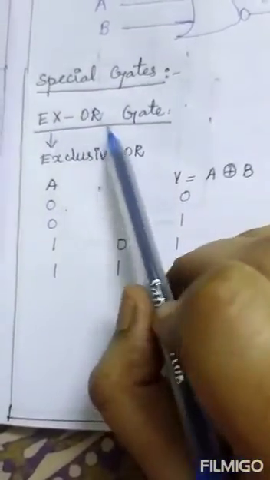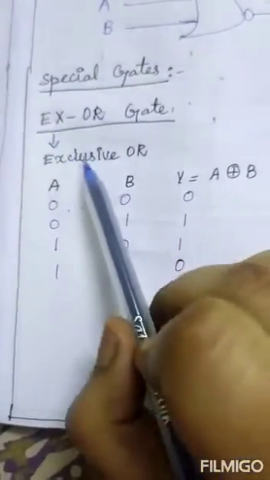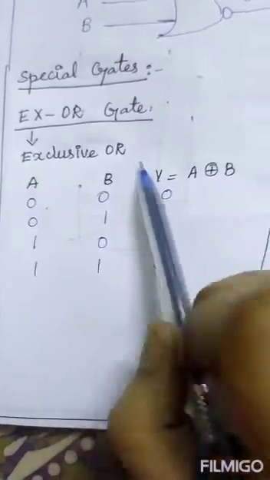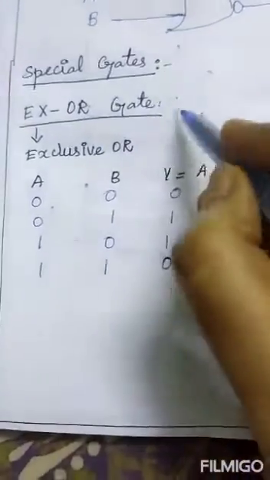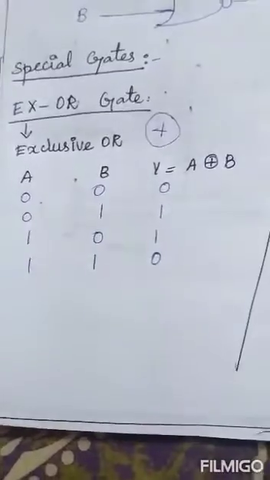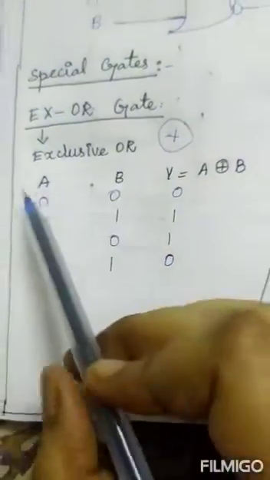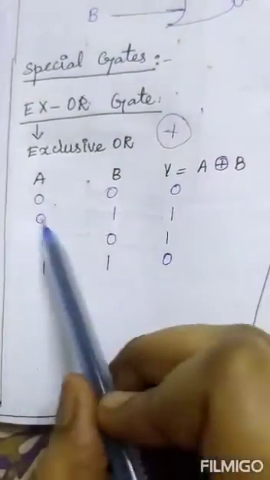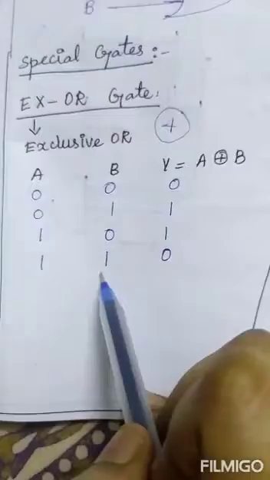Next, the last type is special gates. In these special gates, first is XOR gate. This X denotes exclusive OR. The symbol for this is the OR gate, meaning addition plus, and we have to draw a circle around it. This is the symbol for XOR. As in a truth table: 0, 0, 0, 1, 1, 0, 1, 1.